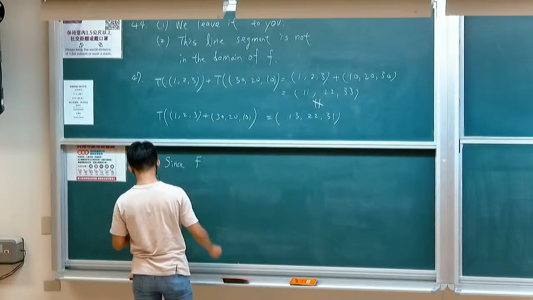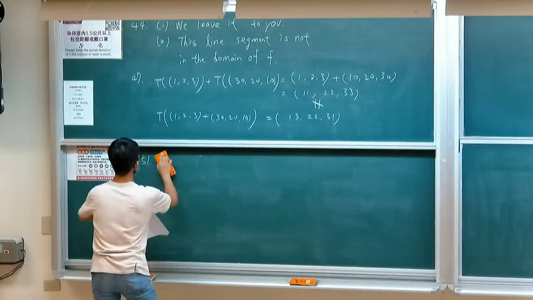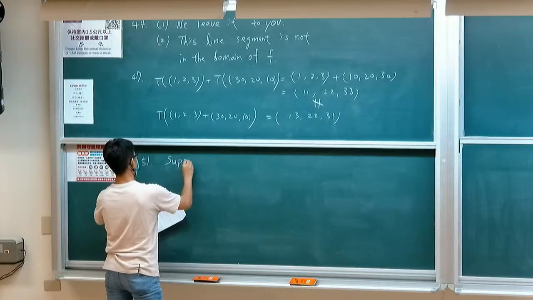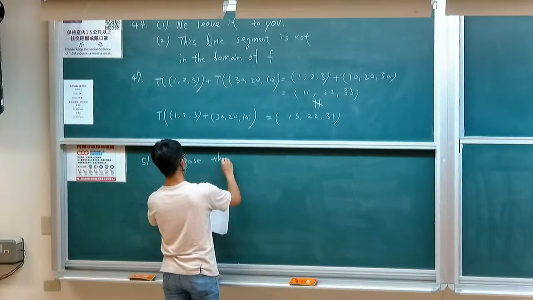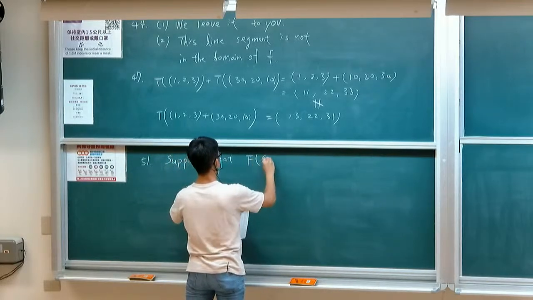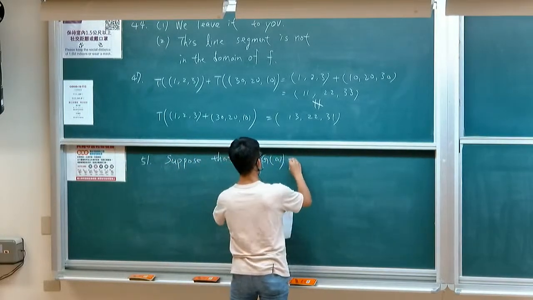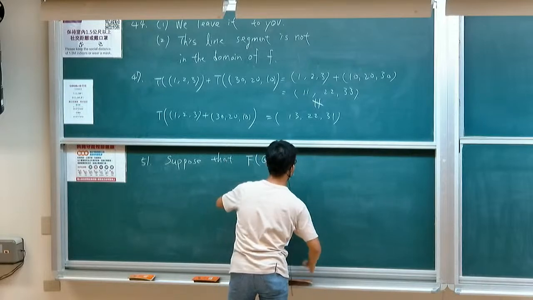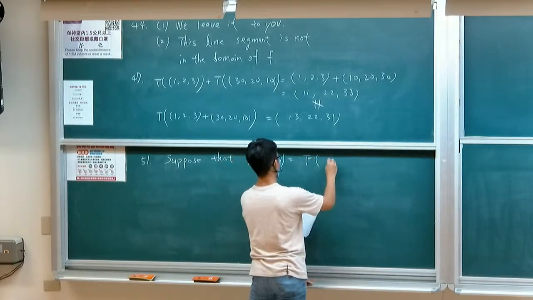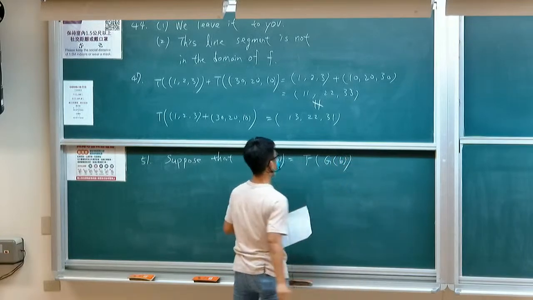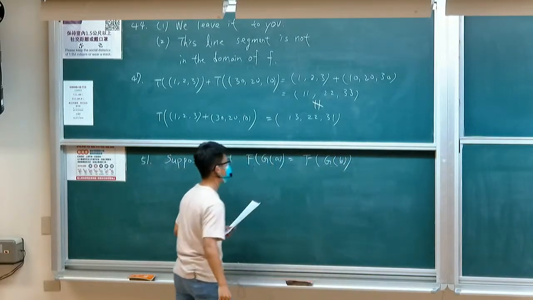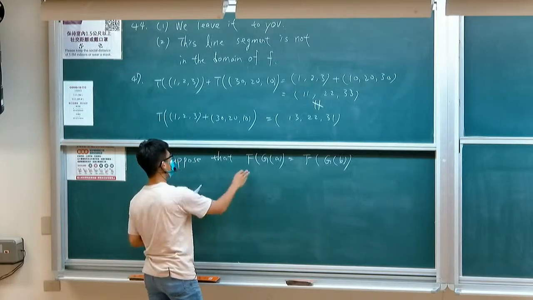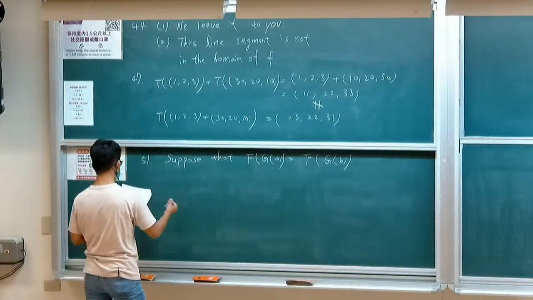Since f and g are both injective, let's suppose that f of g of a equals f of g of b. If we can show that a equals b, then it implies that the composition of f and g is also injective.